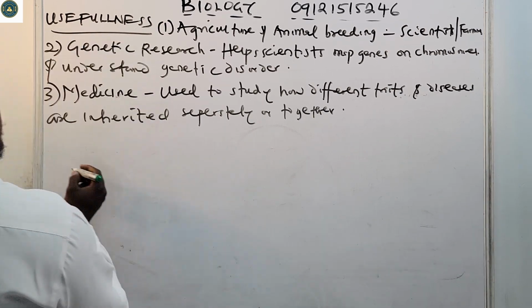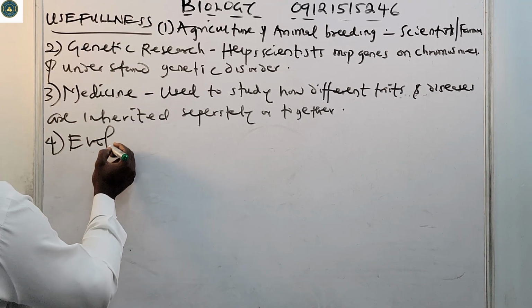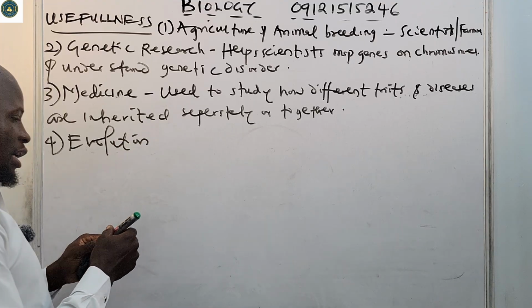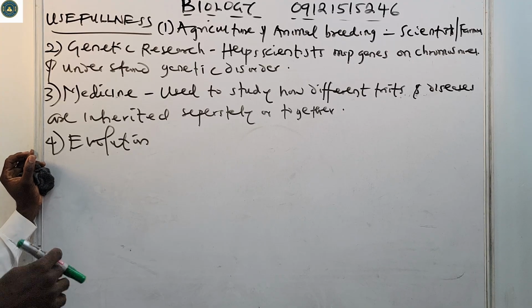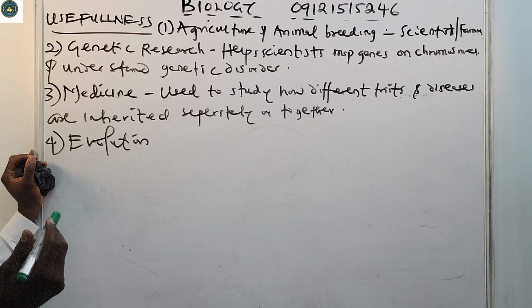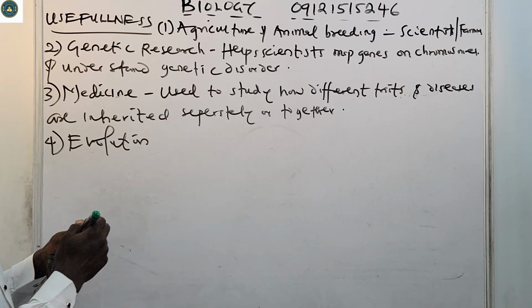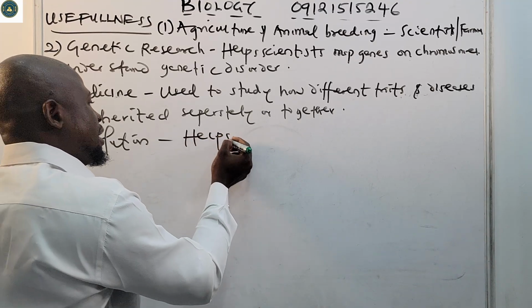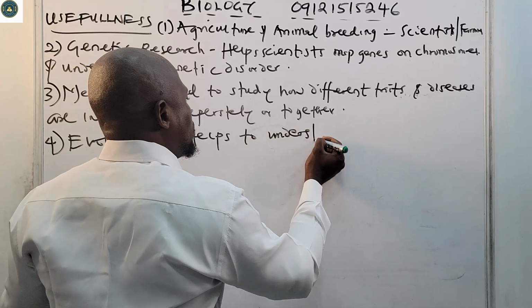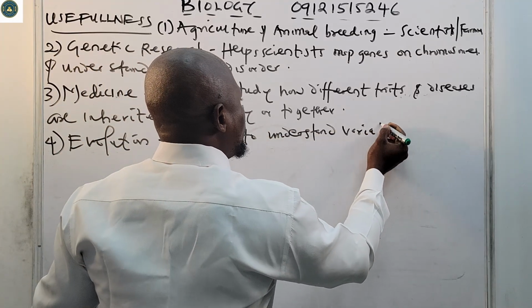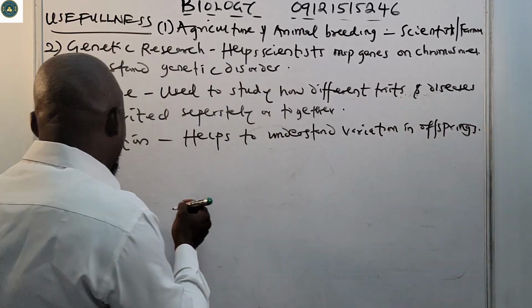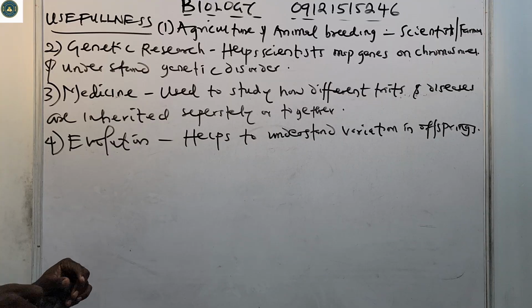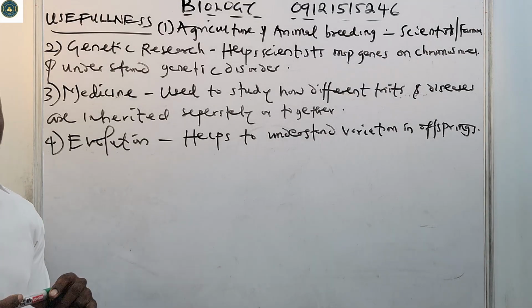Then number 4 also, evolution. So evolution over time increases chances for survival. So the law of independent assortment helps in evolution. It helps us to understand variation in offsprings. So that is another very, very important usefulness of the law of independent assortment.